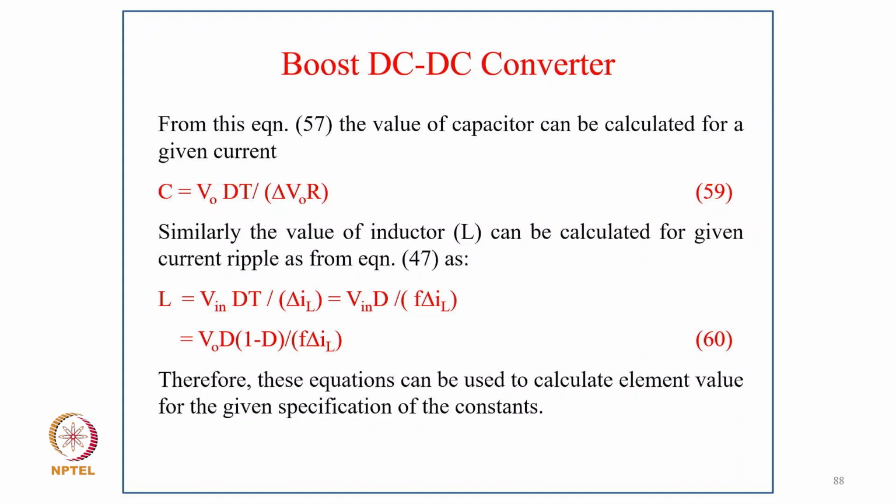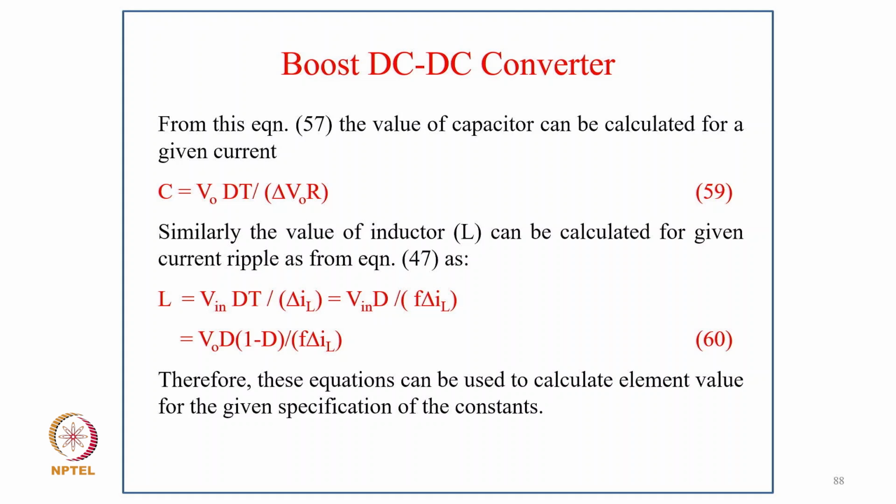Similarly, the value of the inductor can be calculated for a given ripple current, L equal to Vin DT divided by delta IL, or Vin D divided by F delta IL. So, that is L equal to VO D (1 minus D) divided by F delta IL. So, it means the inductor here is inversely proportional to the switching frequency.